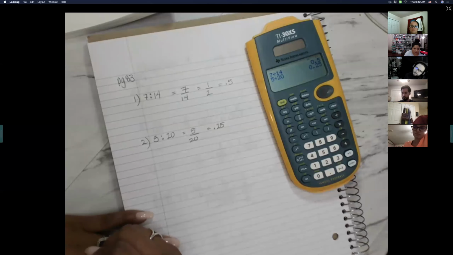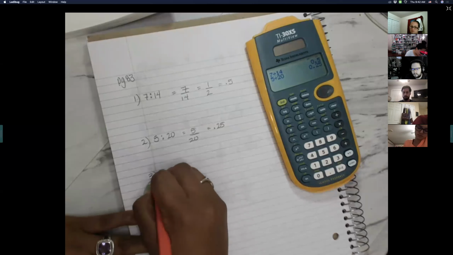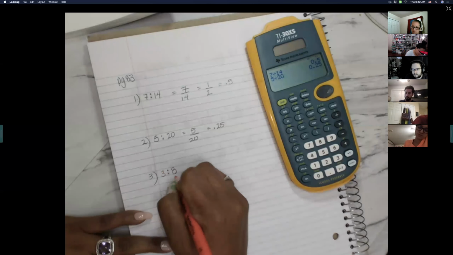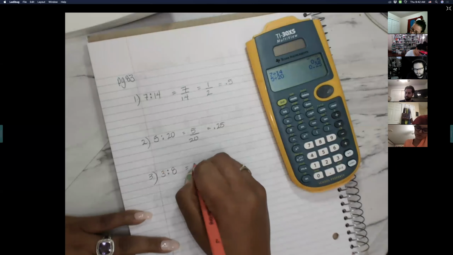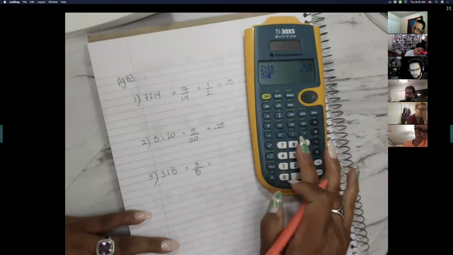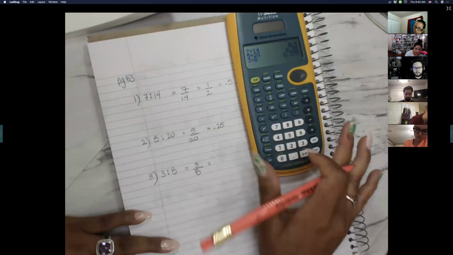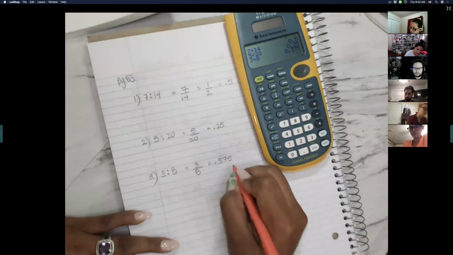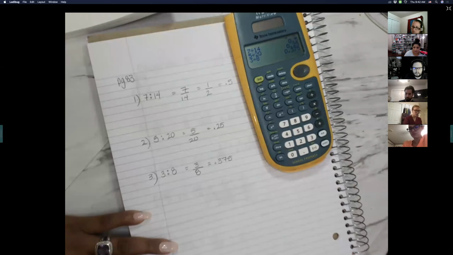Okay, we'll do one more. Number 3, the ratio is 3 to 8. The fraction, 3/8. The decimal is 0.375. The end. That's it. Okay?